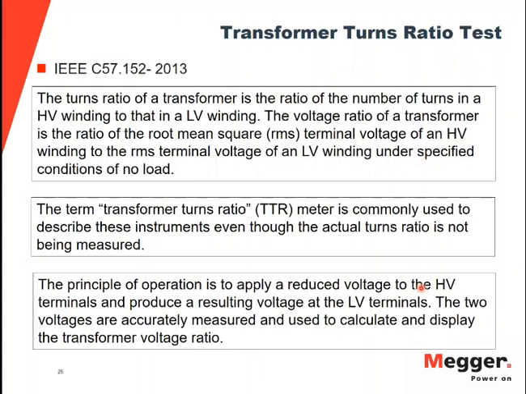The principle of operation is that you apply a small amount of voltage on the high side, and that would induce a voltage on the low voltage side, and the two voltages are accurately measured, and the ratio of those two is defined as the voltage ratio. And as I mentioned, under no load condition, the assumption is made that that would be equal to your turns ratio.